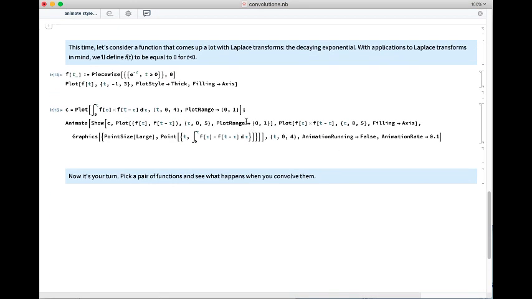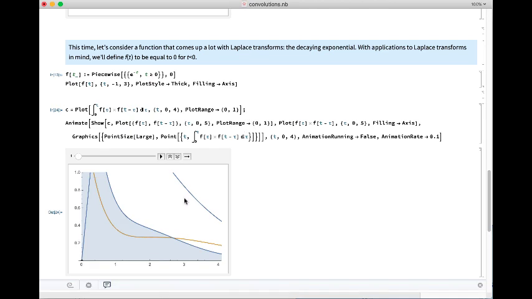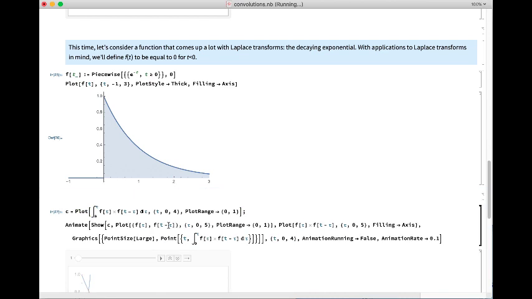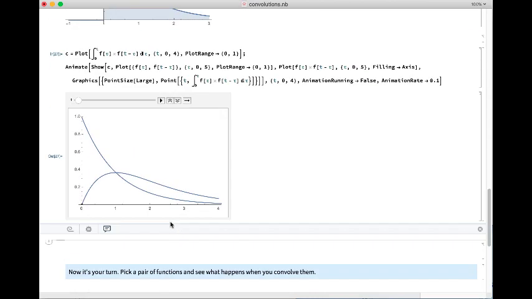And so here's one more example, something slightly less symmetric. This is a decaying exponential function. So, whoa, what happened here? Hold on. There we go, that's what I was expecting.